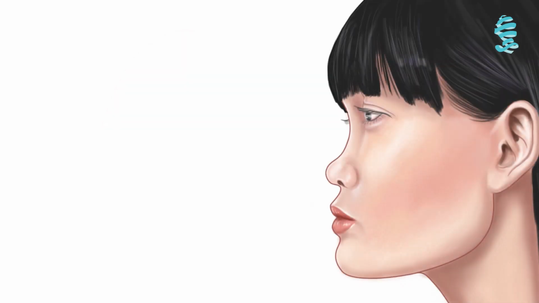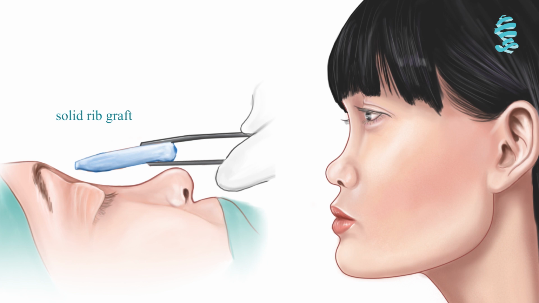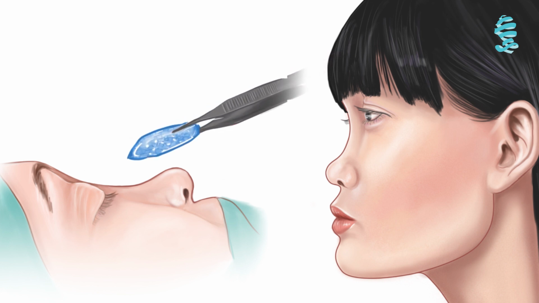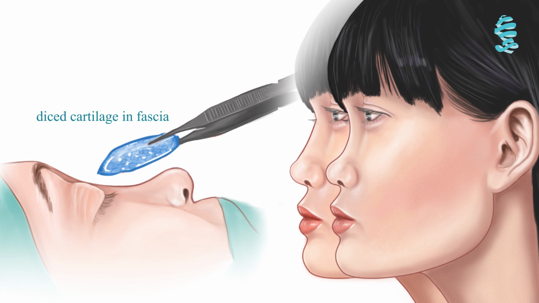In patients from the Far East, there's a need for augmentation of the dorsum rather than reduction. In these cases, cartilage from the nasal septum, ear, and rib can be used. In the Far East, alloplastic materials such as silicone and Gore-Tex are also used. Augmentation by diced cartilage in fascia or augmentation by solid ribs.